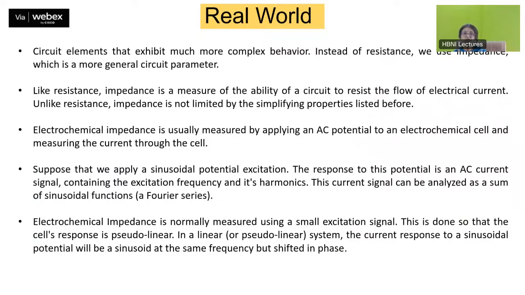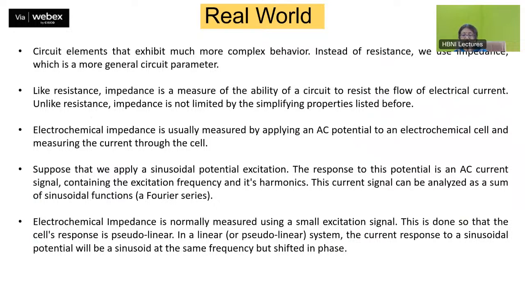It contains the excitation frequency and its harmonics. So the current signal can be analyzed as a sum of sinusoidal functions, which is a Fourier series. Electrochemical impedance is normally measured using a very small excitation signal. And why is this so? Because then your cell's response is going to be pseudo-linear or linear.